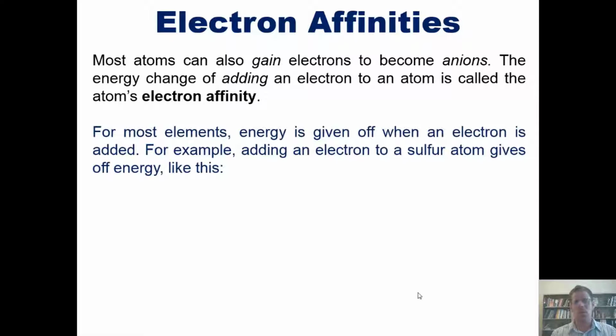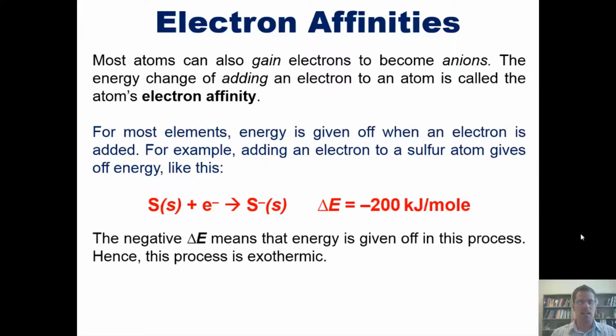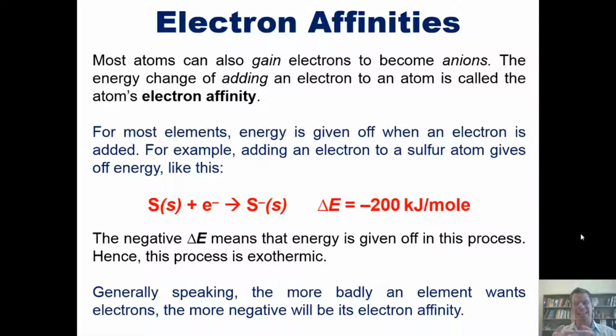So, for most elements, energy is given off when an electron is added. For example, adding an electron to sulfur gives off energy, as shown in this equation. We have elemental sulfur and add an electron to turn it into sulfide 1-. The delta E is negative 200 kJ per mole. This negative delta E value means that energy is given off during this process. Hence, this process is exothermic. Now, generally speaking, the more badly an element wants electrons, the more negative will be its electron affinity.